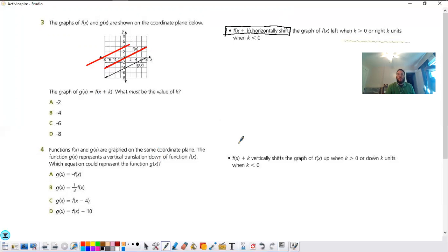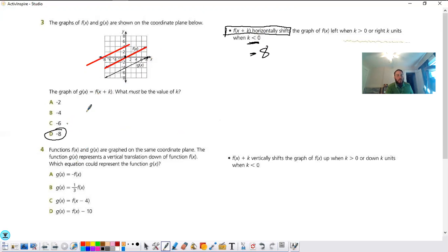So in order to move it to the right, k has to be less than 0. So we're looking at negative numbers. And to get from 0 all the way up to positive 8, we have to move negative 8. So k has to be negative 8, which is choice D. So if we're shifting this line to the right, what we're going to do is add a negative 8 inside of that original function there.